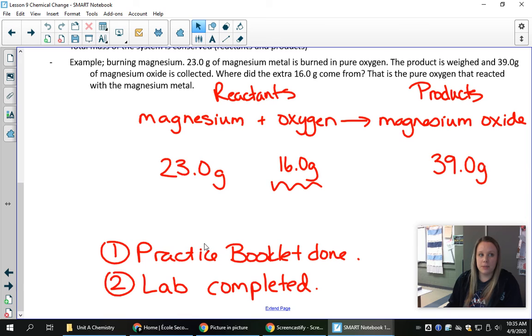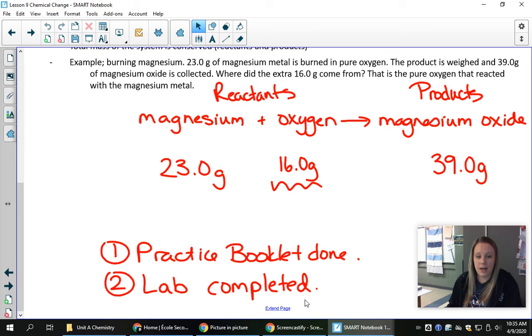Remember that we skipped lesson 8 or lesson 7, I believe, on molecular compounds. So you don't know how to name molecular compounds, but if you are interested, because you're going into Chem 20 next year, you're welcome to Google that and learn how to do that as well. I know lots of Science 9 teachers cover it anyways.